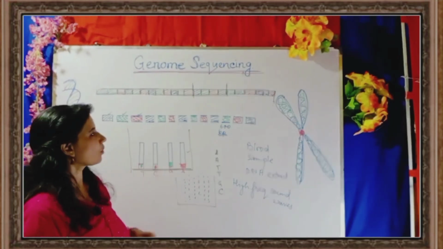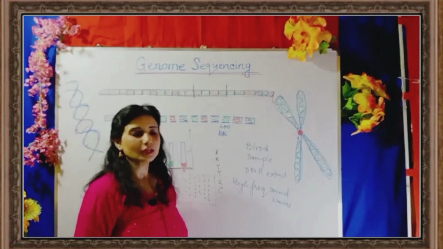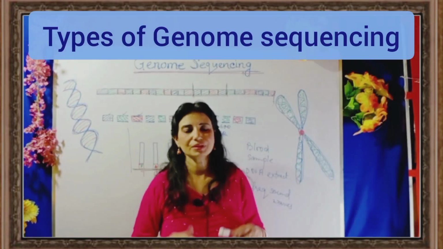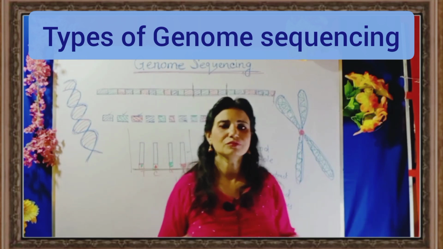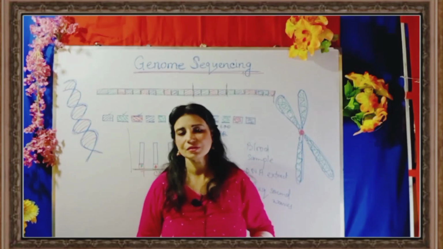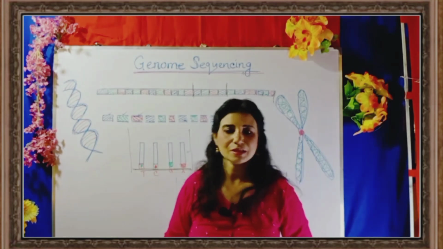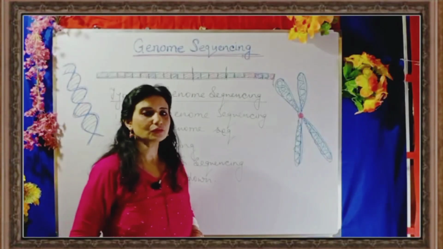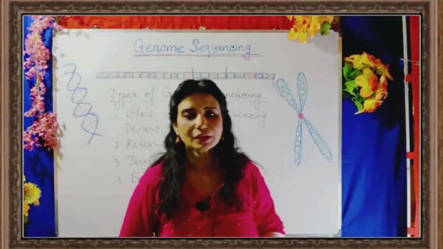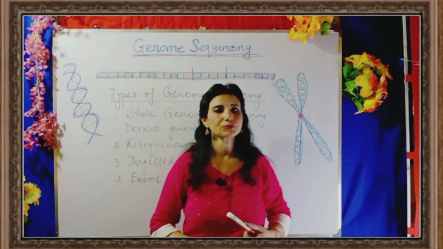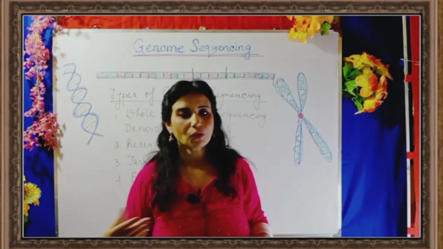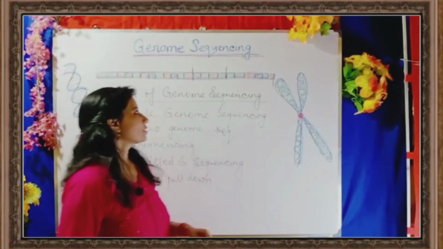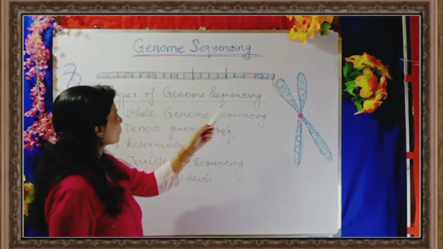And next is, how many types of genome sequencing are there? There are so many methods. Right now I will give a brief analysis of a few methods. There are some detailed methods also which we can discuss in some other videos, like the Sanger method and the second generation method. In this video, I will not be covering the Sanger method and the second generation method, or the use of some arrays. I am going to give you an overall view of this topic, that is, types of genome sequencing.